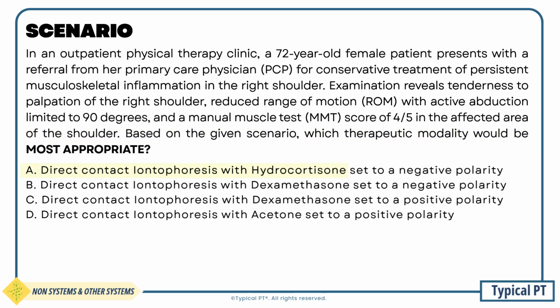A. Direct contact iontophoresis with hydrocortisone set to a negative polarity. B. Direct contact iontophoresis with dexamethasone set to a negative polarity. C. Direct contact iontophoresis with dexamethasone set to a positive polarity. D. Direct contact iontophoresis with acetone set to a positive polarity.